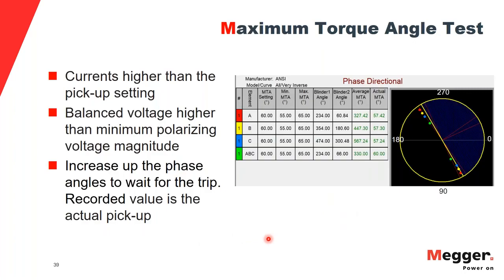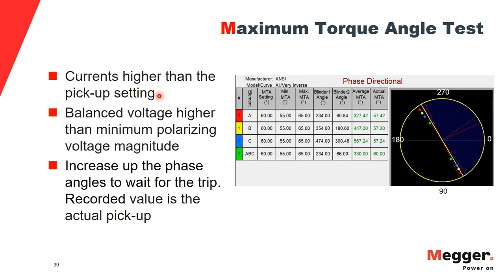And then the other test is called the maximum torque angle test. This maximum torque angle test is basically testing the maximum torque angle setting in the relay and ensuring that the setting in the relay is as expected.